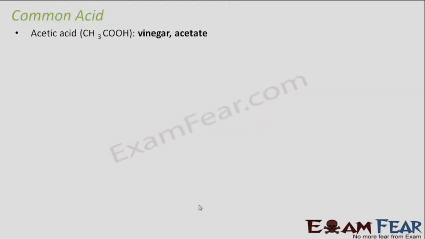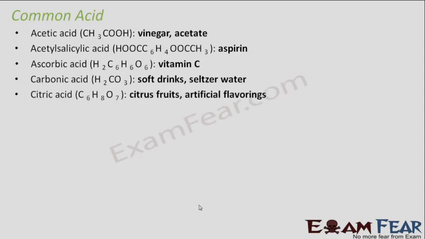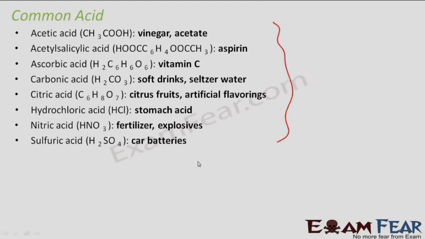The common acids which we know: acetic acid, also called vinegar; acetylsalicylic acid, which is called aspirin; ascorbic acid, that is vitamin C; carbonic acid, used in soft drinks; citric acid, used in fruits; hydrochloric acid, the one in the stomach, I told you, the stomach has acid; nitric acid, used in fertilizers and explosives; and sulfuric acid. So these are the common acids which we use maybe in our day-to-day life or in chemistry questions also.